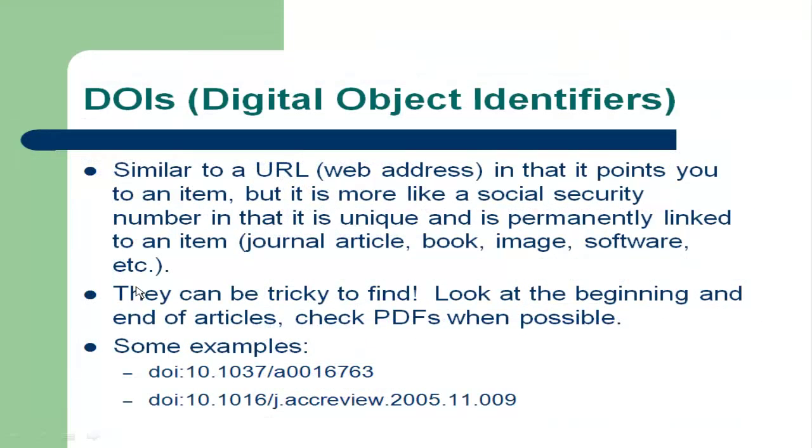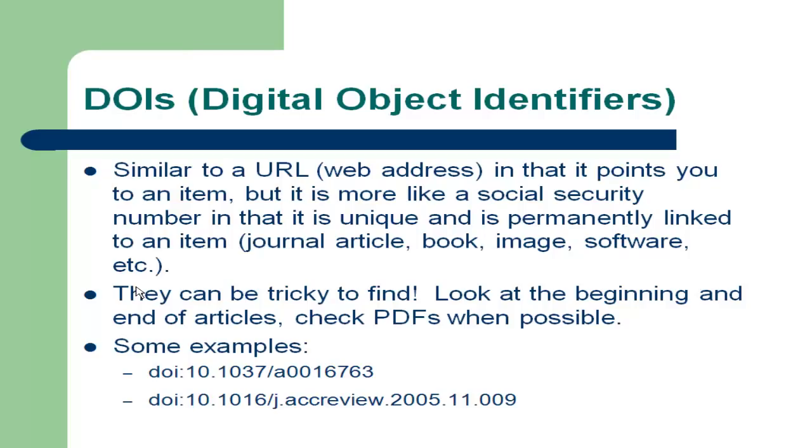The other thing that APA requires, besides knowing if you've got a journal that's separately or continuously paginated, is something called a DOI. A DOI is very similar to a URL or a web address in that it sort of points you towards an item. Here's where this thing is located. But it is actually much more like a social security number in that it is a unique ID that is permanently linked to this thing. Much like your social is attached to you, this DOI follows this item around and is its ID. And it can be many different things: journal articles, books, images, software, and so on.